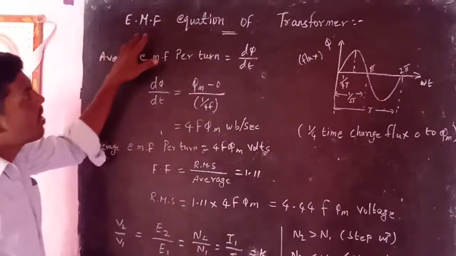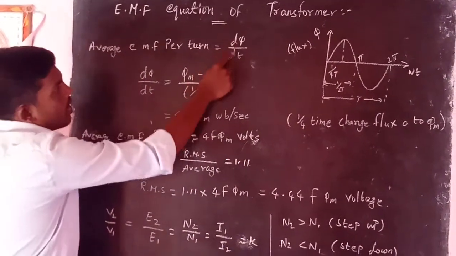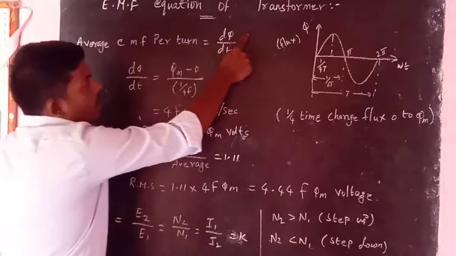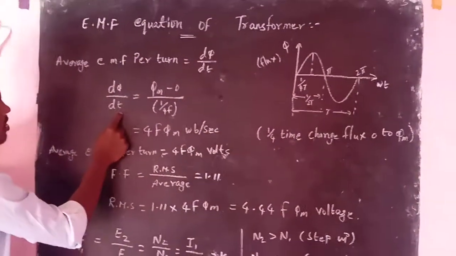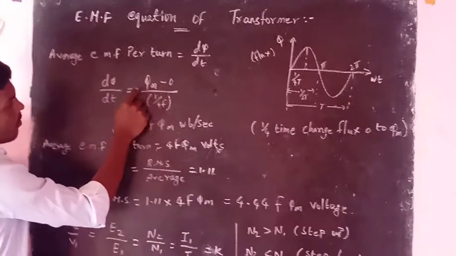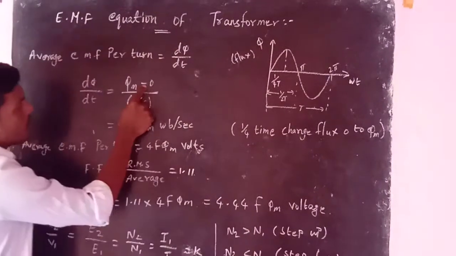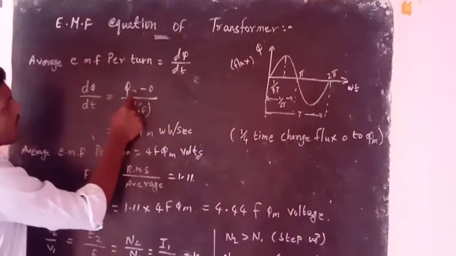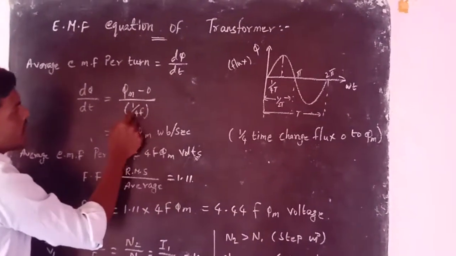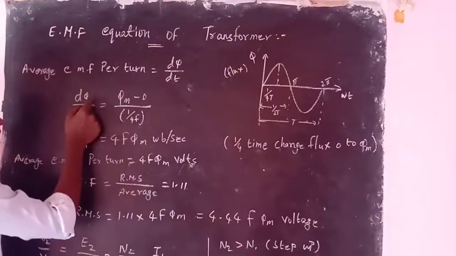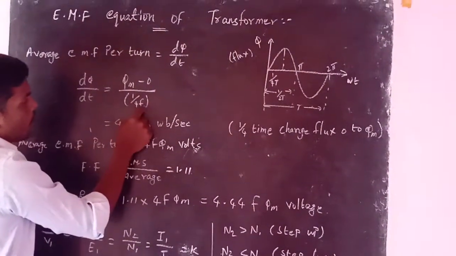First, calculate the EMF equation in the transformer. Average EMF per turn is equal to d phi by dt, the change in flux divided by time. d phi by dt is equal to the ending flux, phi maximum, minus the starting flux, 0, divided by 1 by 4 of the time period, which is 1 by 4f. So d phi by dt is equal to phi maximum minus 0 divided by 1 by 4f.